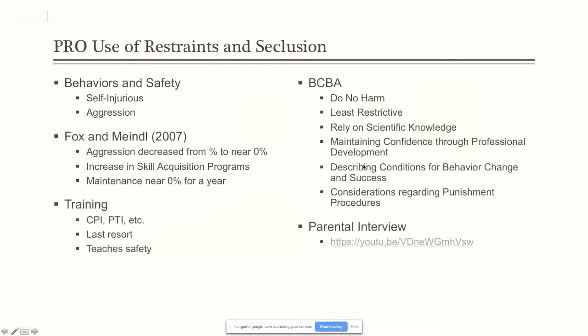When professionals create proper behavior intervention plans, as well as get training on the proper way to employ seclusion and restraint, the use of seclusion and restraint is effective and safe to use with children who are engaging in self-injurious and harmful behaviors. The use of restraints allows BCBAs to follow the ethical guidelines created for us by the BACB by doing no harm to our clients, relying on scientific knowledge, maintaining competence through professional development, describing conditions for behavior change program success, and considerations regarding punishment procedures.